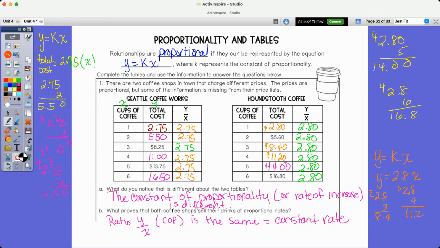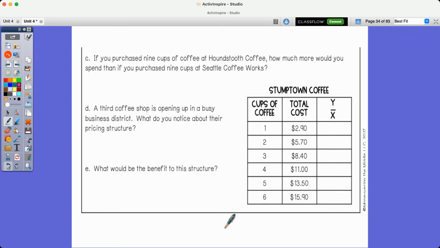Okay. You guys have this all on one page. I have to have it on 2 pages.